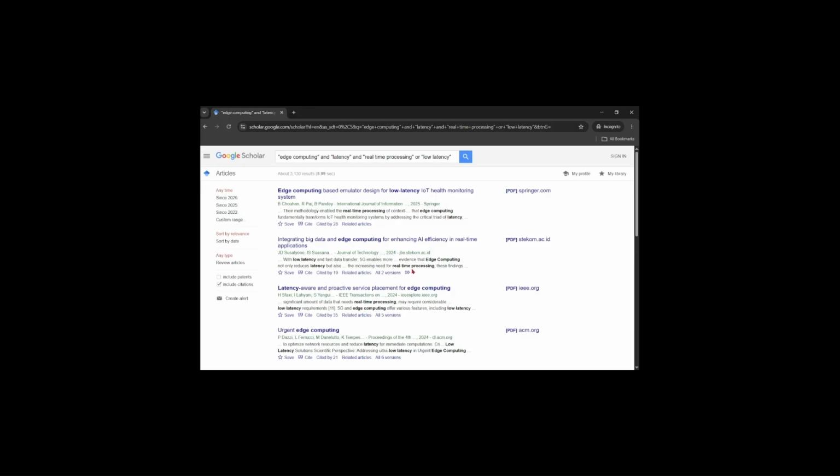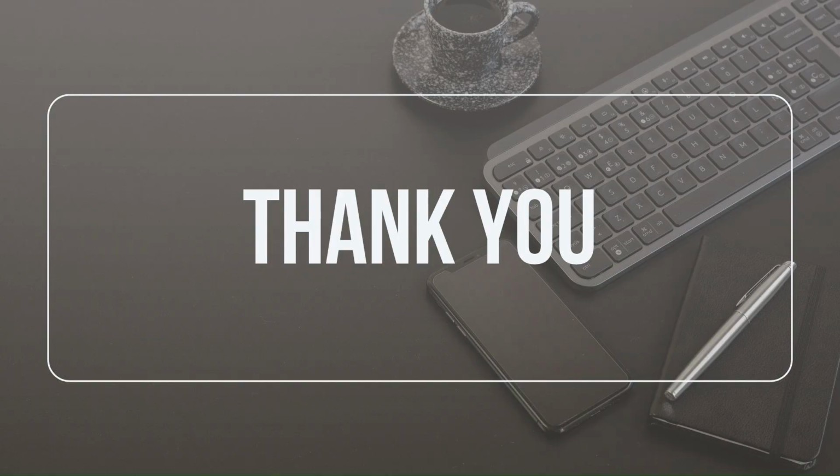This demonstrates how we can narrow and broaden different parts of a search at the same time. Overall, this demonstrates how we can systematically improve a Google Scholar search.